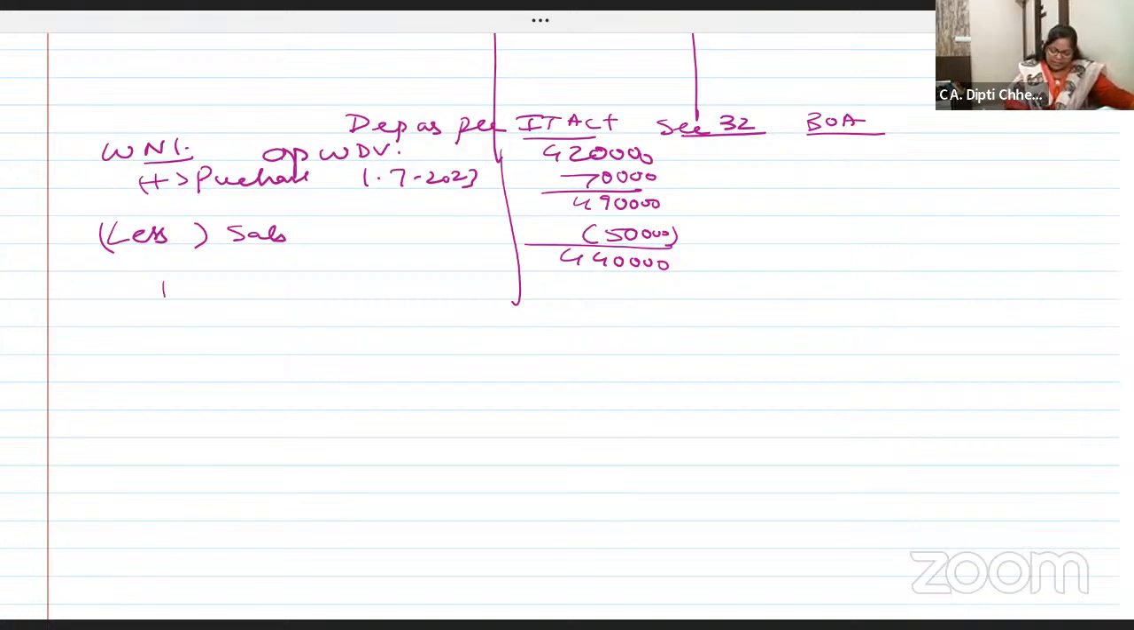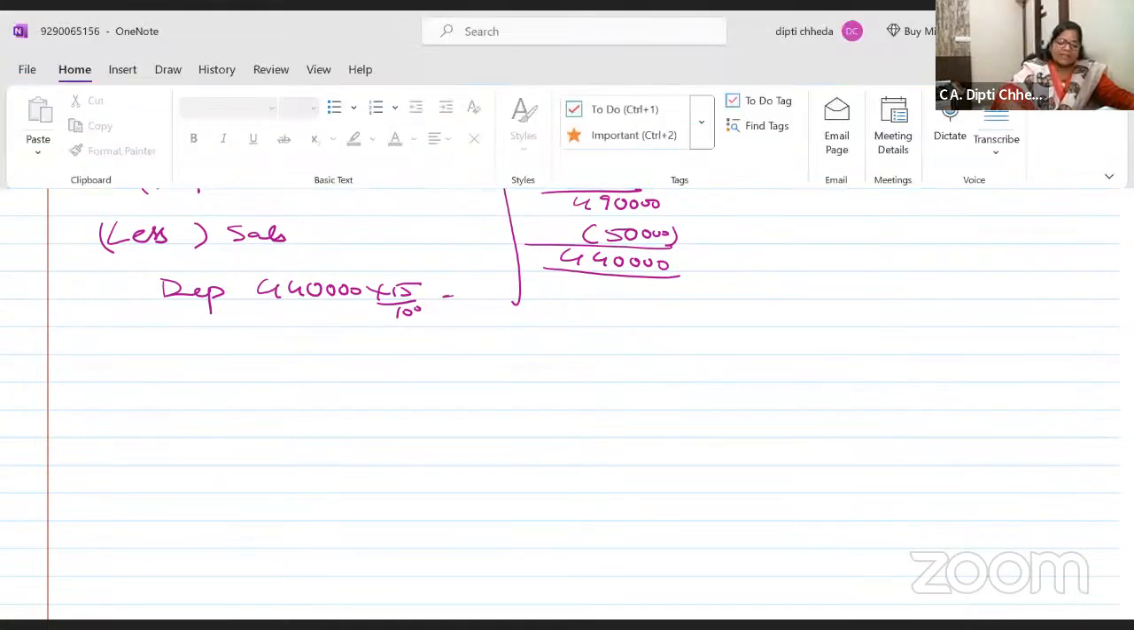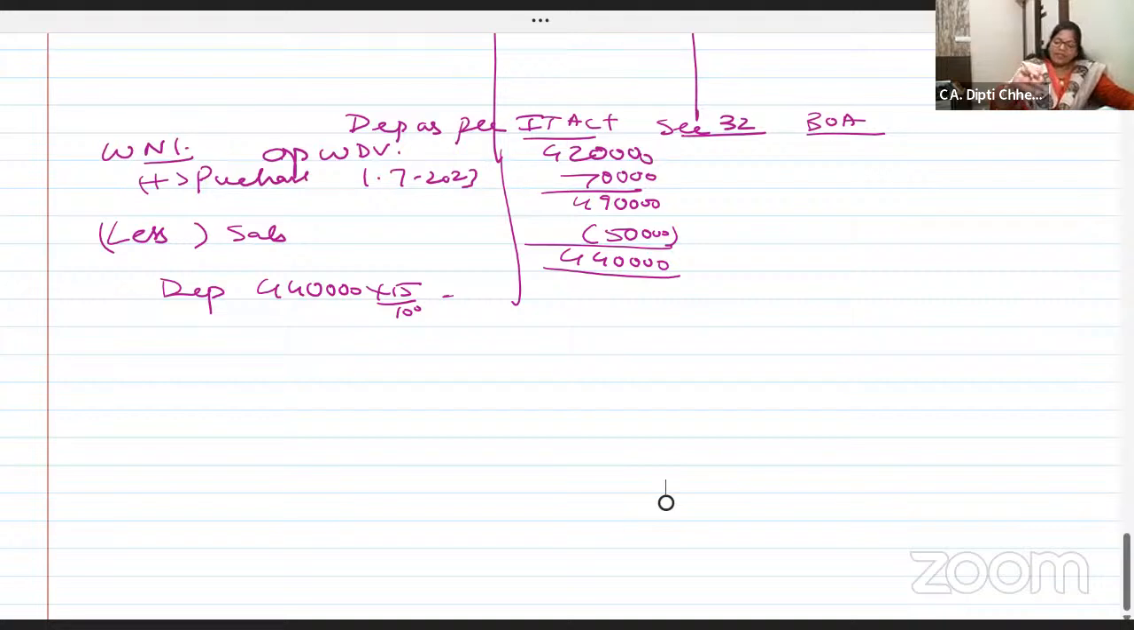So depreciation will be 4,40,000 into 15%. That is how much? Yeah, you can do faster than me. 4,40,000 into 15%. Ma'am, why 15%? Because it's plant and machinery. So it's coming to 66,000.